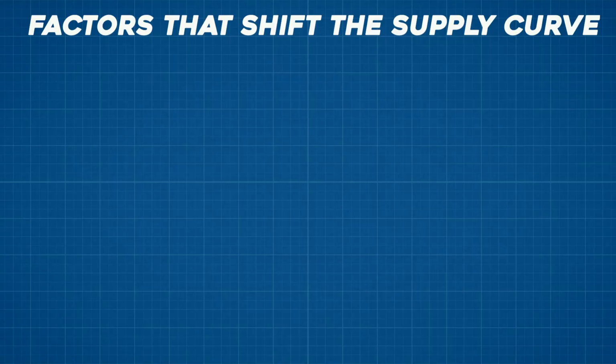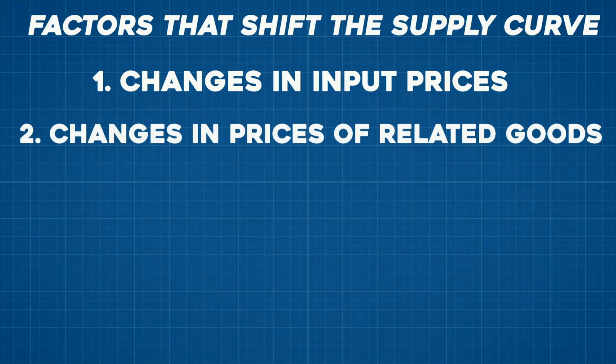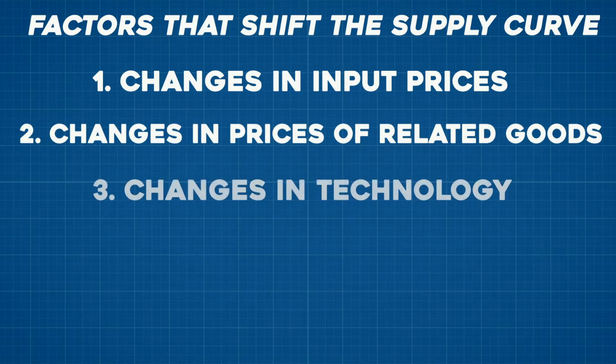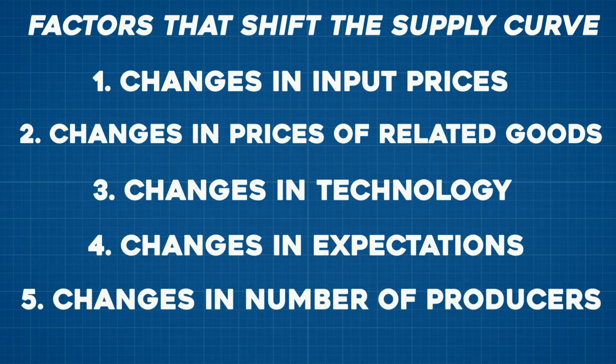Now, economists tell us that there are 5 factors that can shift the supply curve to the right or to the left. The first is changes in input prices. The second is changes in the prices of related goods. The third is changes in technology. The fourth is changes in expectations. And fifth are changes in the number of producers.